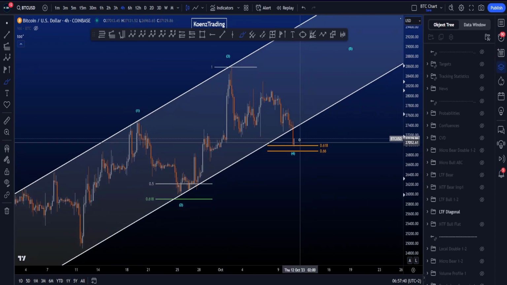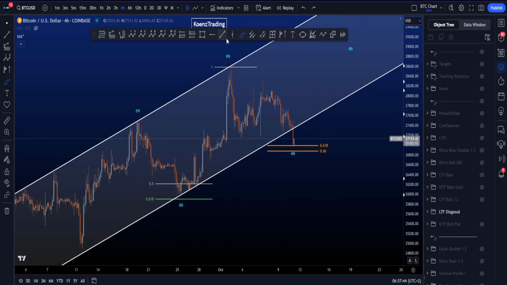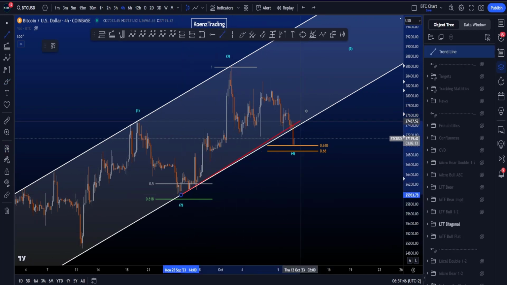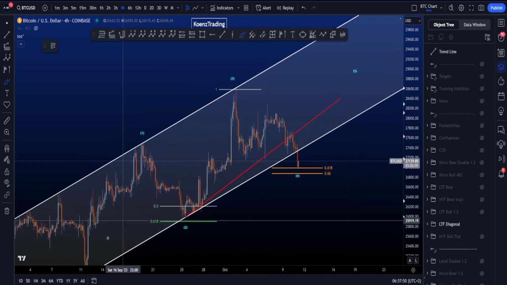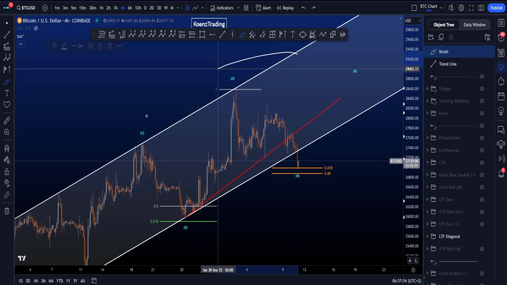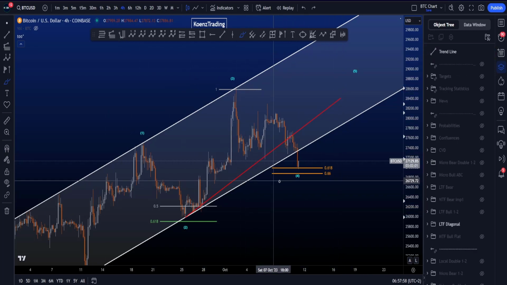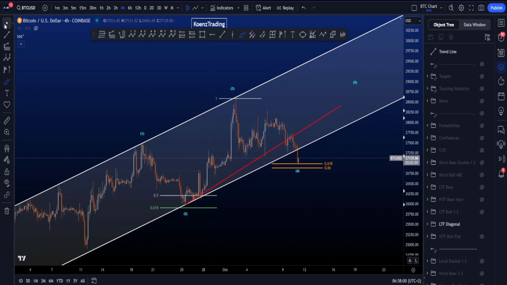However, we have another invalidation, which is the low of the channel over here, because for a contracting diagonal, you want to see price converging. You want to see price doing something like this, where the upper trend line of the channel and the lower red trend line over here, the red line, are converging to one another.